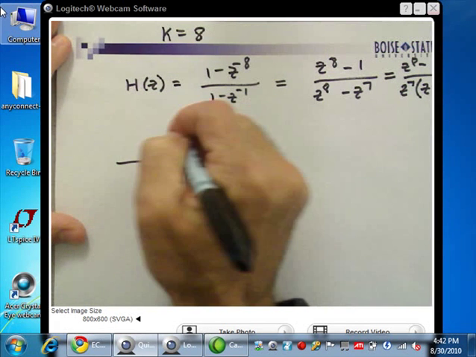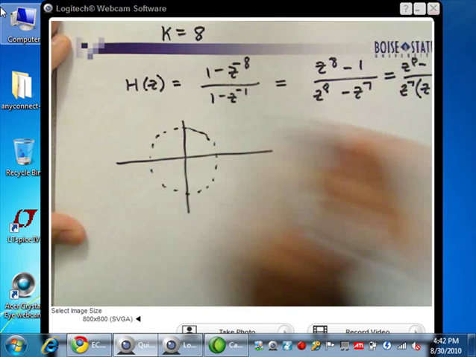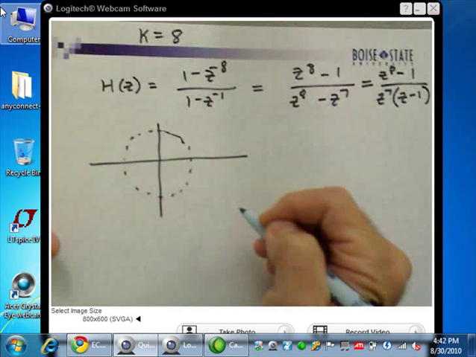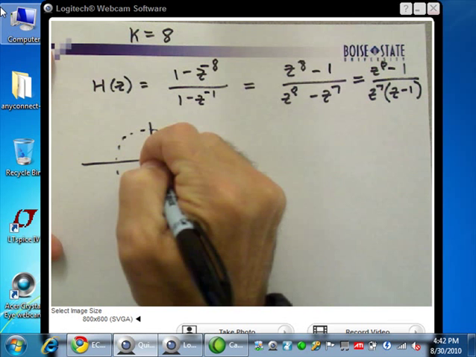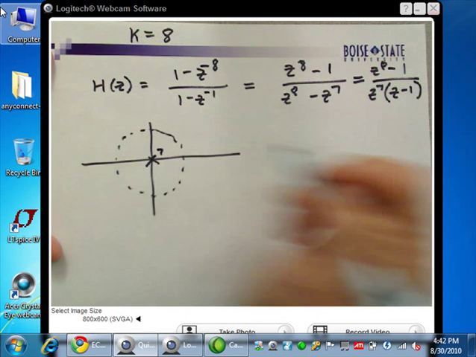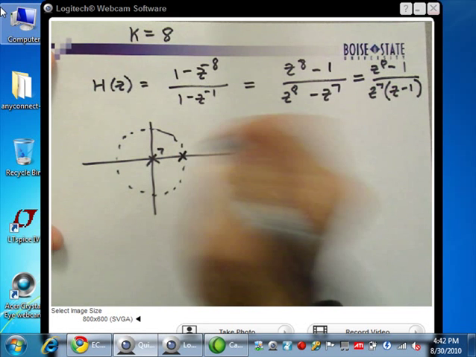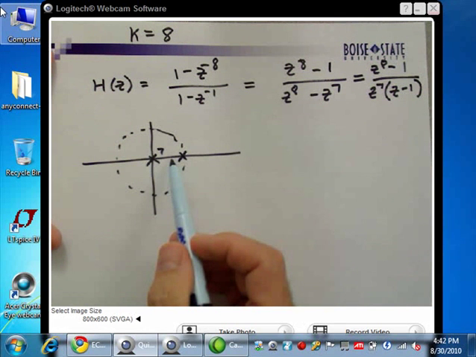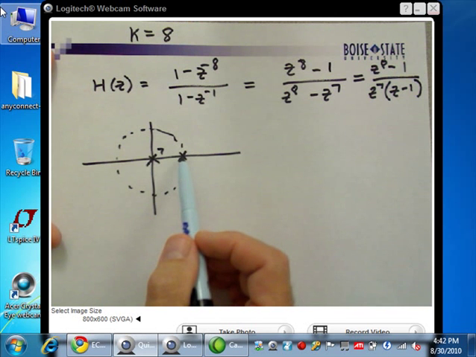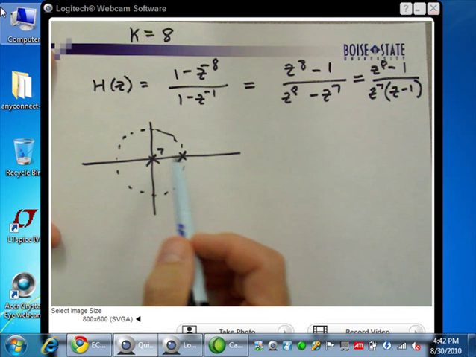So there's my unit circle. And the poles I have right here, I have 7. And then I also have a pole where? At 1. And I know I need that pole there because remember when I did my distance away from everything, that cancels the 0 at 0 and that gives me my low pass response. Does everybody agree with that?